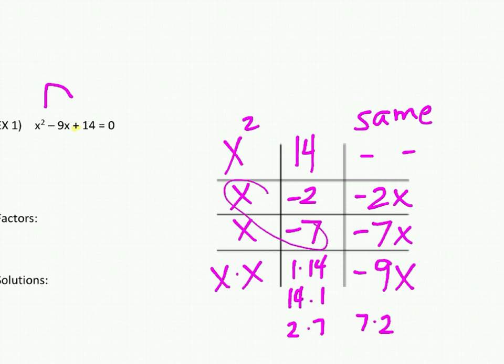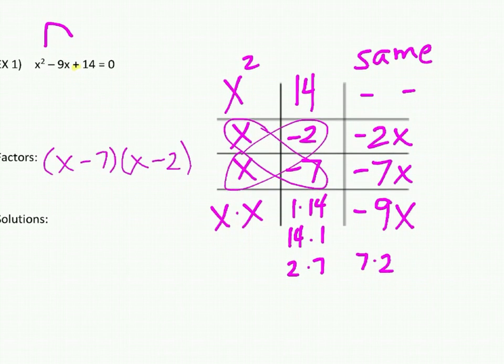And my other factor is x minus 2. All right, so now that we have my factors, I'm going to use those factors to find the solutions. Well, to do that, I'm going to take each one of these factors individually, make it equal 0, and solve. So first I'm going to take x minus 7 and set it equal to 0 and solve.